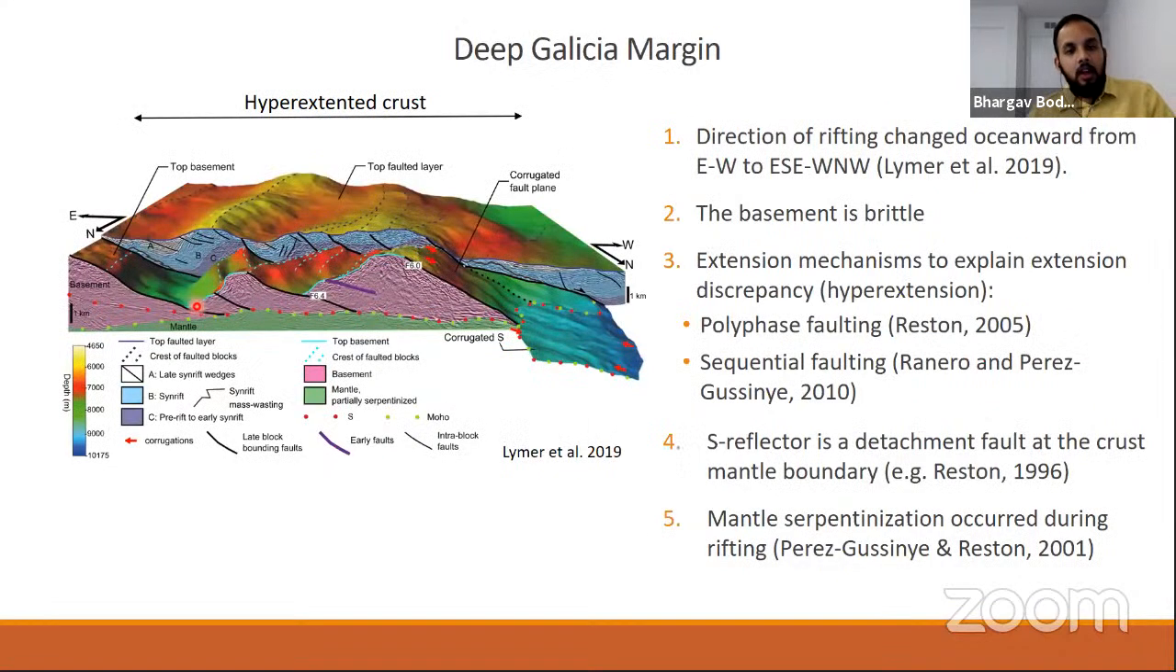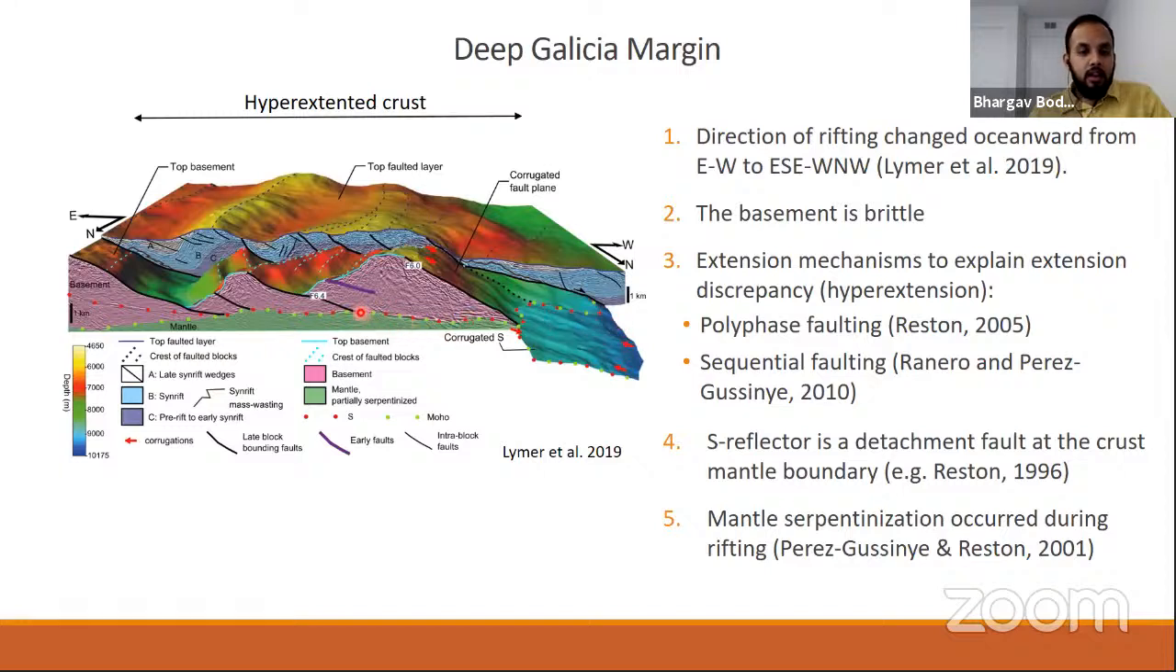So, a brief geological background of the Deep Galicia margin. This is a figure from the 3D seismic volume, and towards the west is the ocean and towards the east is the land. We have different packages marked in different colors, and A, B, C are the pre-syn rift packages. The crystalline basement, that is the crust at the time of rifting, is shown in pink, and below the crust is the mantle, separated by the S reflector, which is the detachment fault in this region.